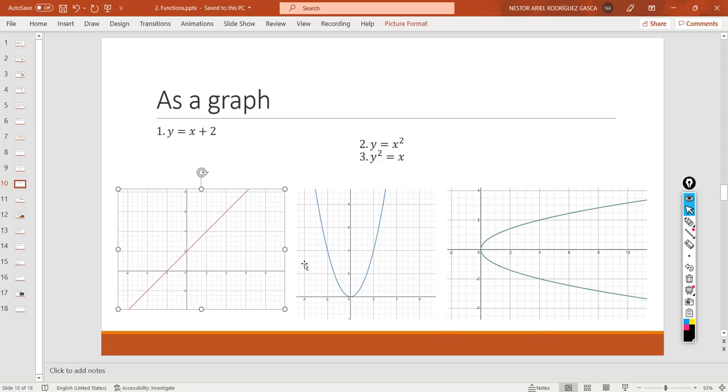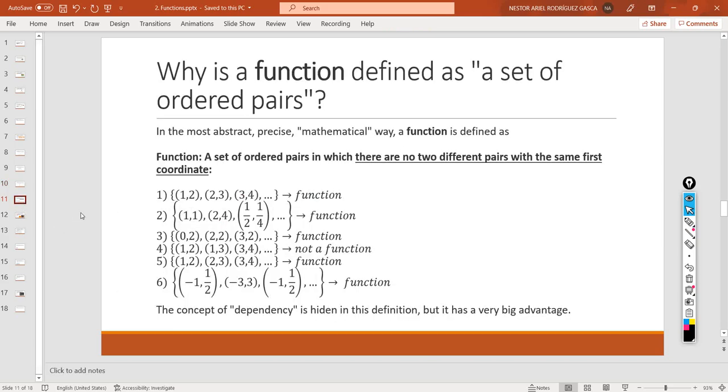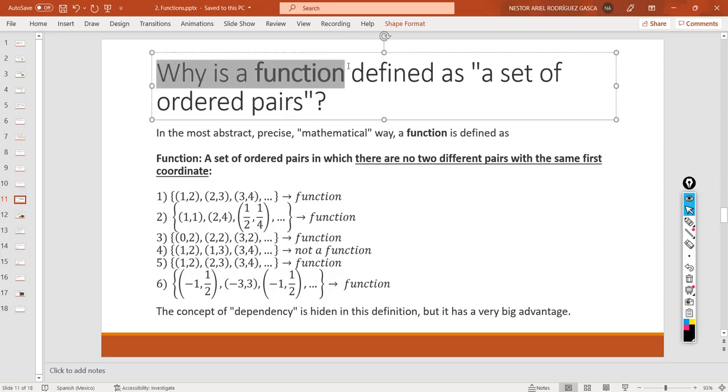I showed you the difference between these two graphs, how I can, just by looking at the graph, say that these two are functions, but not this one. And we're gonna go over these ideas so many times. So take it easy, guys, if you don't understand very well. Okay, so let's continue with this idea. Why is a function defined as a set of ordered pairs?